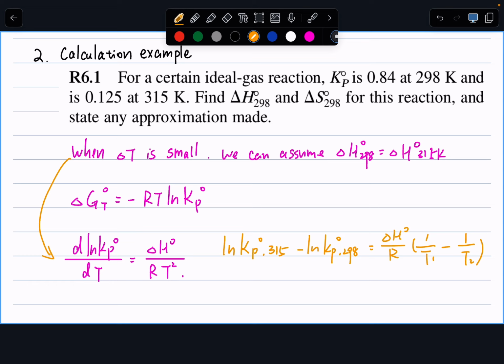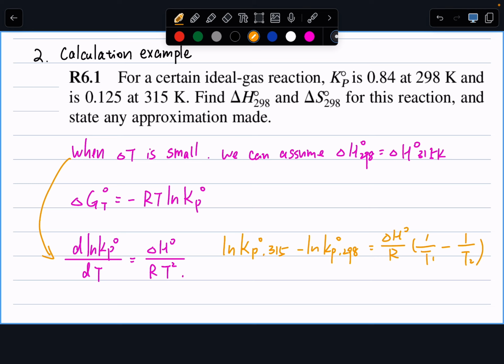Delta G naught at 298 Kelvin we can directly solve using delta G naught equals negative RT ln Kp at 298 Kelvin. R is a constant, T is 298 Kelvin, we know it. And Kp naught at 298 Kelvin is 0.84. That's something we get, right? So simply plugging numbers, we can solve for delta G naught at 298 Kelvin to be 432 joule per mole. Simple plugging numbers, that's our first step.